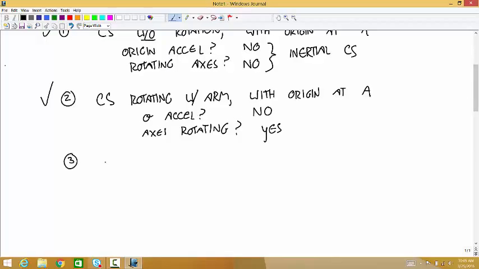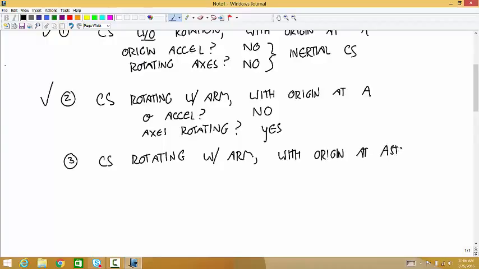And then the third one is a coordinate system rotating with the arm, with the origin at the astronaut, at the chair. In this case, is the origin accelerating? Yeah, the origin of the coordinate system is spinning around the circle in circular motion.